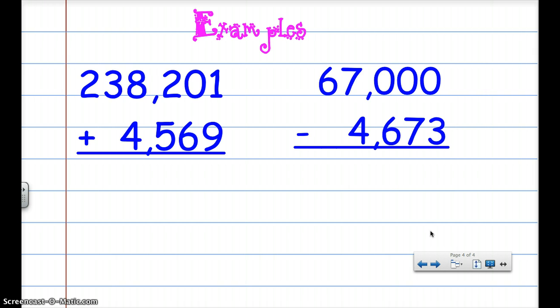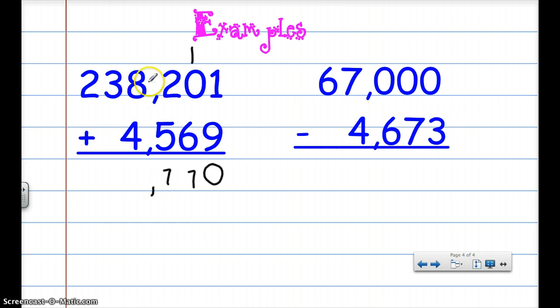Now I've got some really large numbers for our last set of examples. I have 238,201 plus 4,569. So 9 plus 1, that's 10. I'm going to carry the 1. 6 plus 1, that's 7. Remember, always start in the ones place. Do not start in the larger places, even when adding. Don't start over there. 5 plus 2, that's going to be 7.